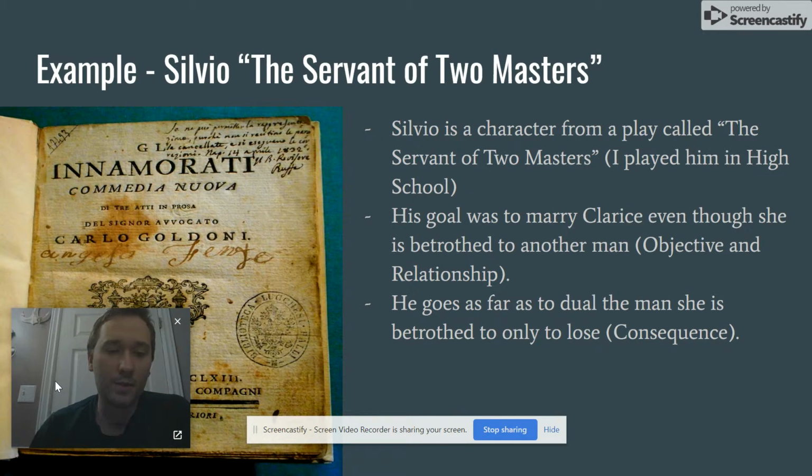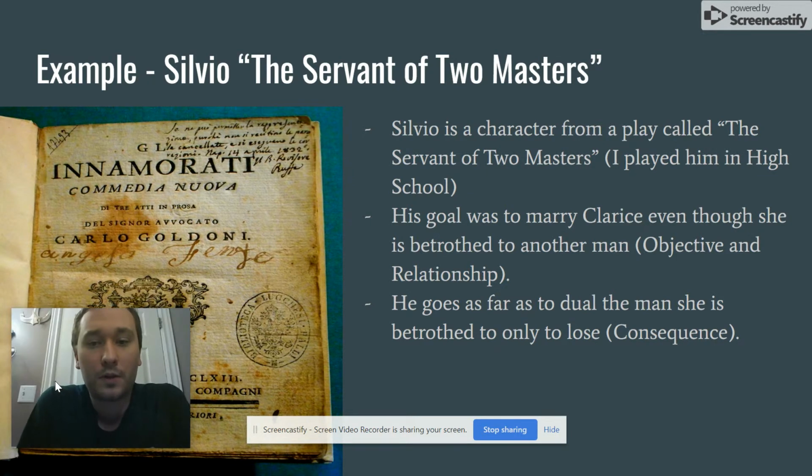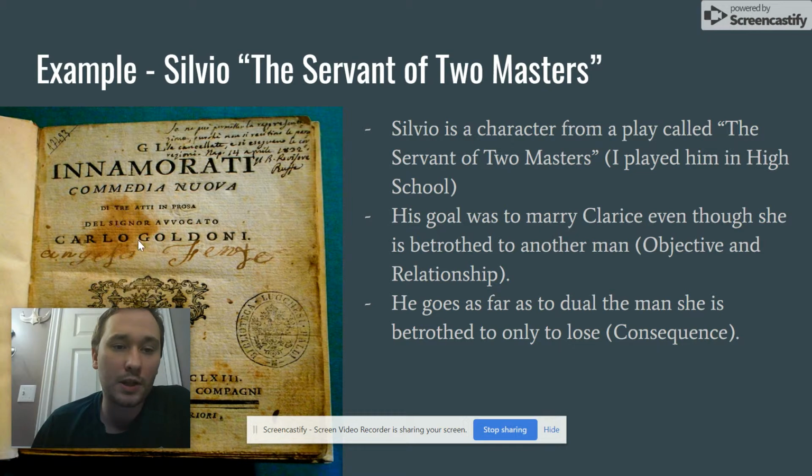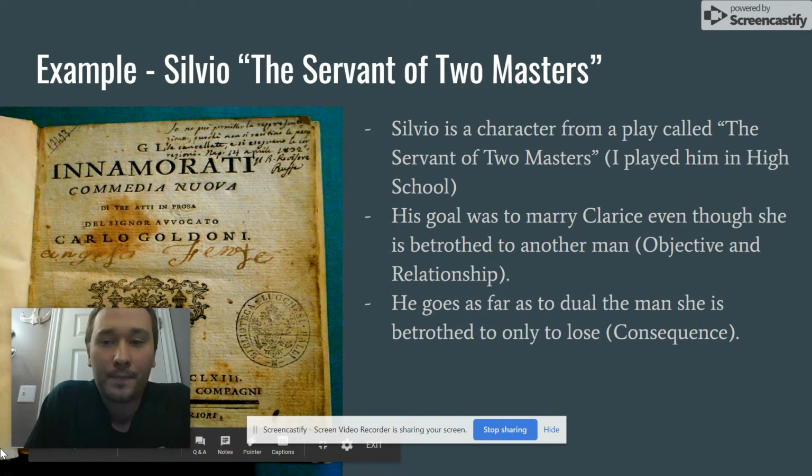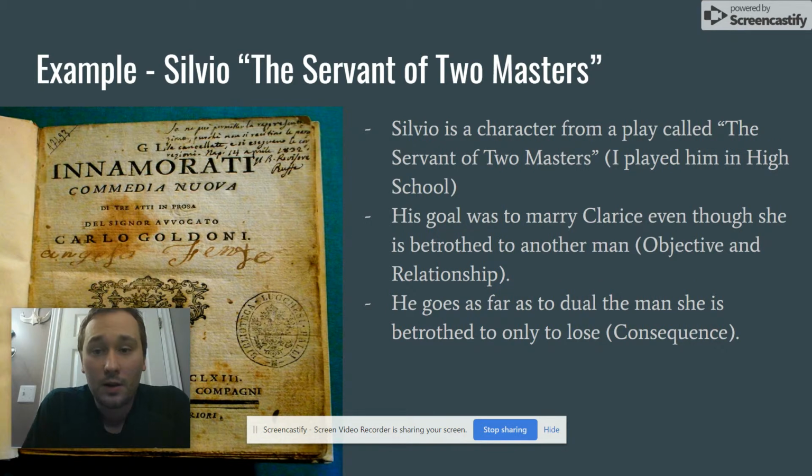All right. So in high school, I played a character named Silvio, and he was part of the Commedia dell'arte movement. It was written by Carlo Goldoni, and his character was a type of innamorati, which meant lover. Silvio's goal was to marry Clarice, but later on you find out that the man that we thought was dead is alive, and Clarice was originally betrothed to him. So his goal is to marry Clarice, even though she is betrothed to another man. That's his objective, and the relationship.